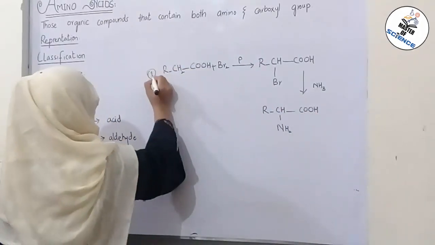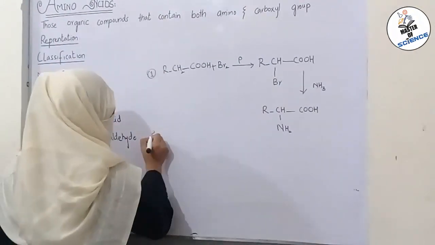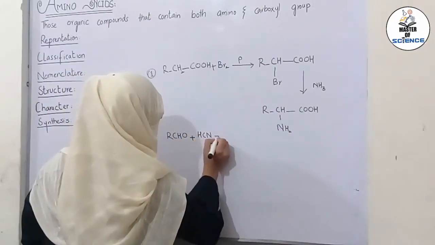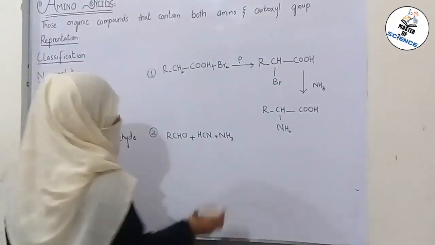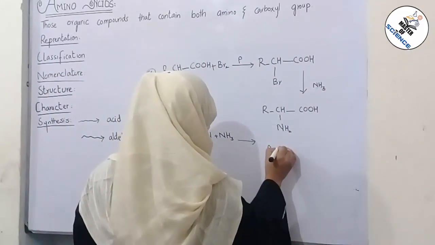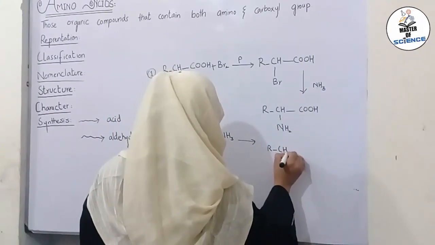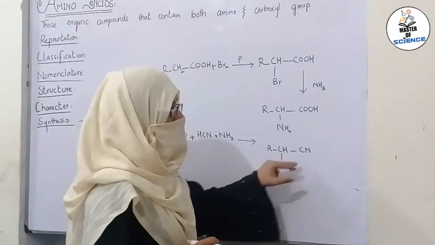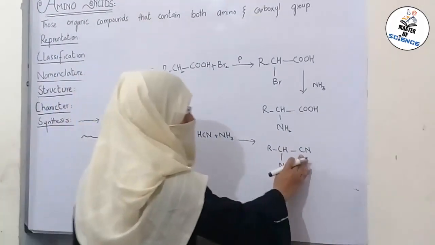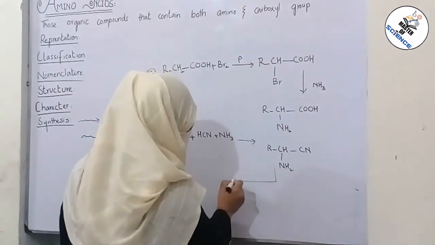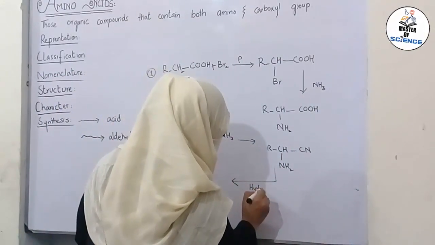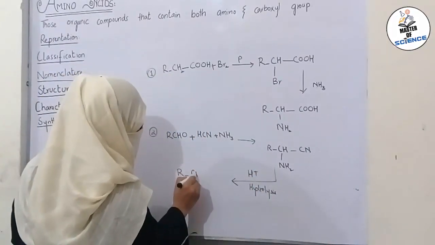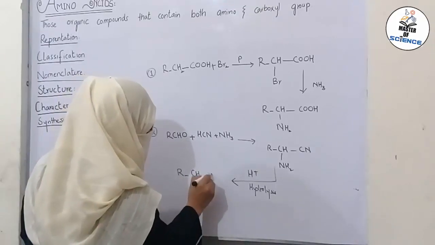Okay, the second method is from aldehyde. Consider this aldehyde. When it reacts with hydrogen cyanide in the presence of ammonia, then what will happen? Alpha amino nitrile will be formed. This is a nitrile, or this is called a cyano group. It further undergoes hydrolysis, acid hydrolysis. Then it will be converted into alpha amino carboxylic acid.